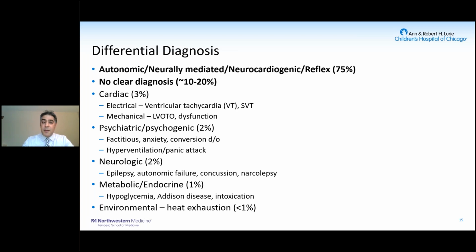About 10% we might not get an answer, and they'll have resolution of their syncopal episodes. 3% are cardiac, which we'll come back to. These are the things we'll make sure we don't miss. Psychiatric or psychogenic is about 2%, but I feel that is likely underestimated. It is very important to tease this out and make sure we're not missing a psychiatric condition, because for these patients, if they are not already followed by psychiatrists, therapists, or counselors, it is very important to refer them.